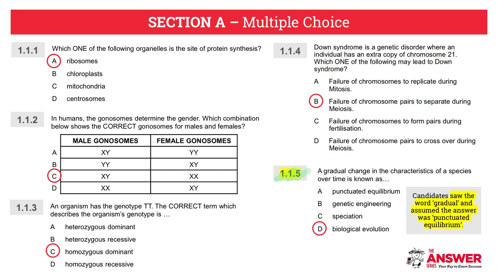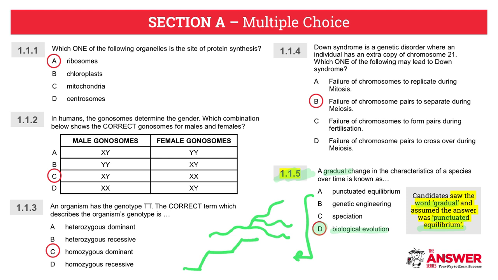A gradual change in the characteristics of a species over time is known as D, biological evolution. Candidates saw the word gradual in the question and then just assumed that this was referring to punctuated equilibrium. This may be because learners confused the concept of punctuated equilibrium with gradualism, which is often used as a comparison with it, where gradualism is the slow, gradual change of a species in time, which is the typical idea of Darwin's evolution, whereas punctuated equilibrium actually explains the speed at which evolution occurs.